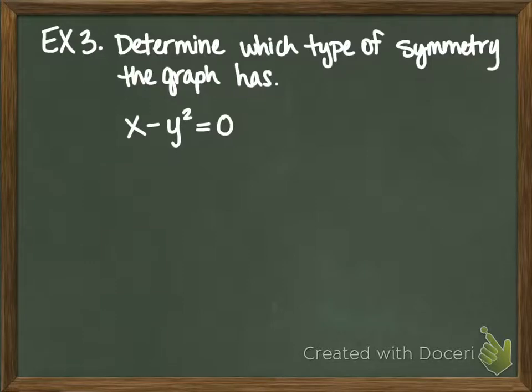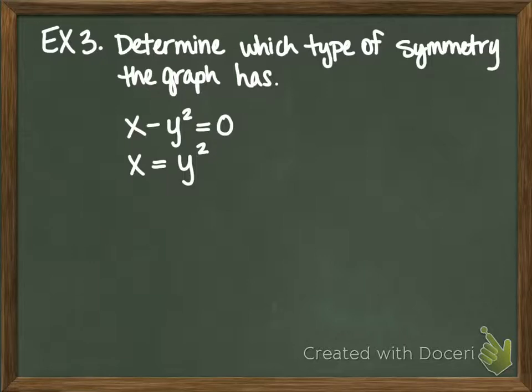Okay, so now we're going to determine what type of symmetry this graph has. X minus y squared equals 0. So what I want to do is get y by itself. So I'm going to move the y squared to the other side by adding y squared. So that means x equals y squared.